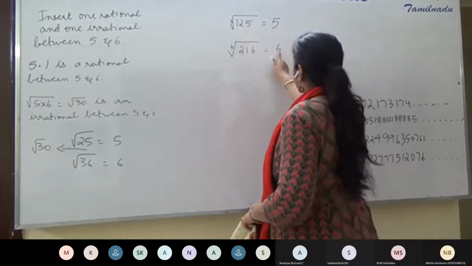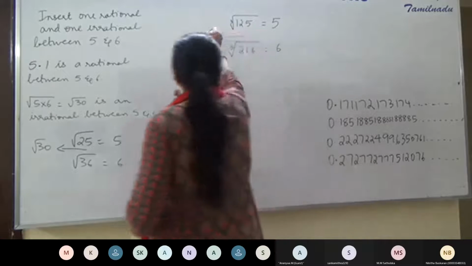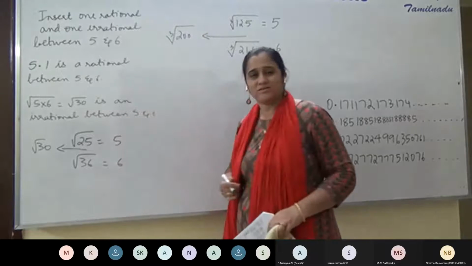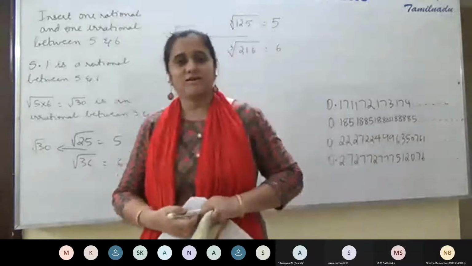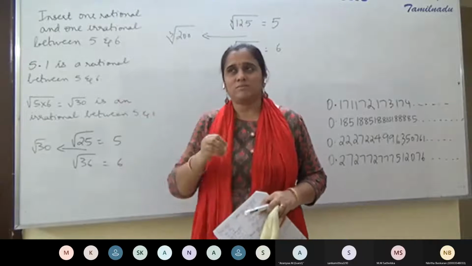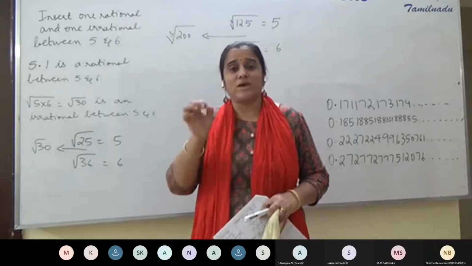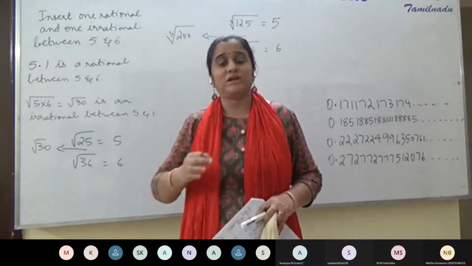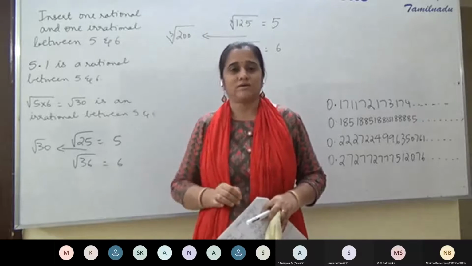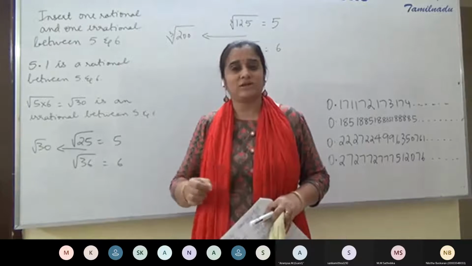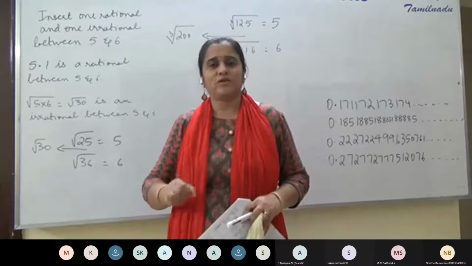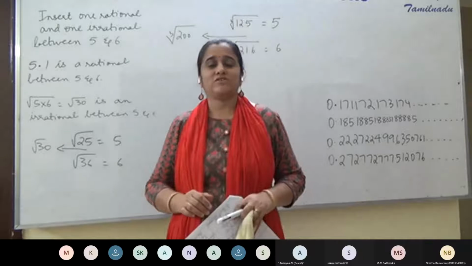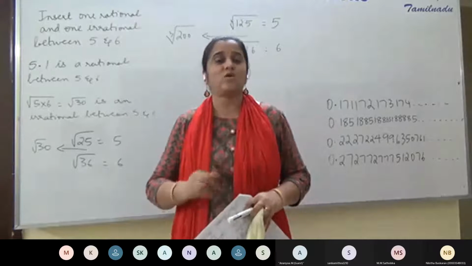5 can be written like this, 6 can be written like this. Now between this, cube root of 200. 200 is not a perfect cube. No number multiplied with itself 3 times can give you exactly 200. But 5 multiplied by itself 3 times gives you exactly 125. 5 into 5 into 5 is precisely 125. But there is no number which, multiplied with itself 3 times, can produce 200.